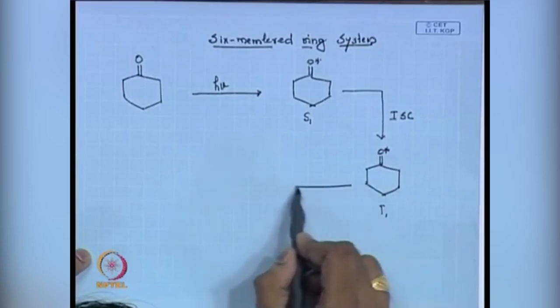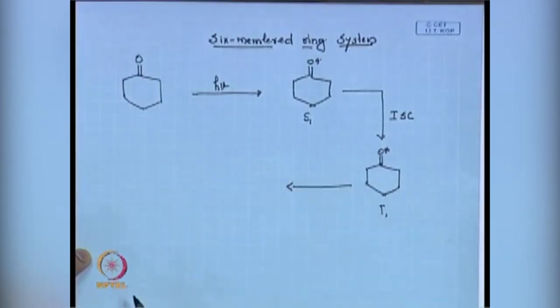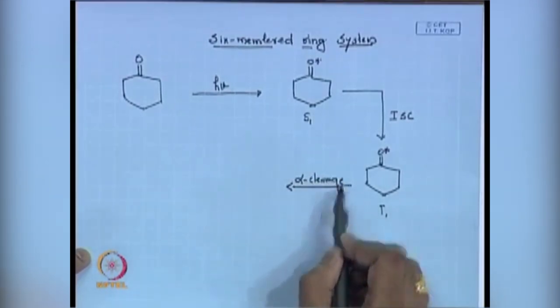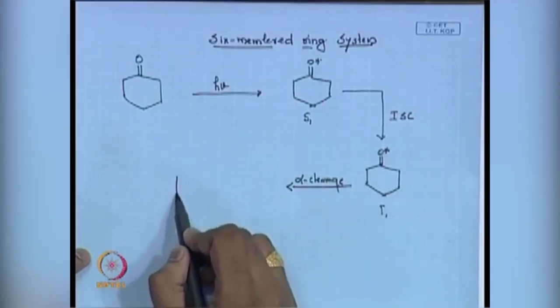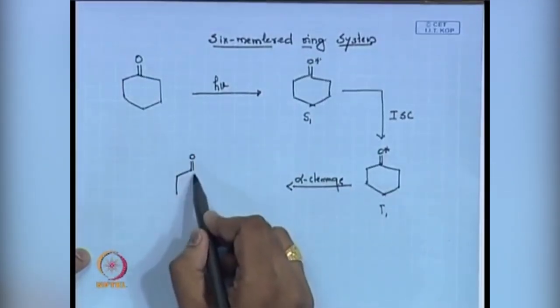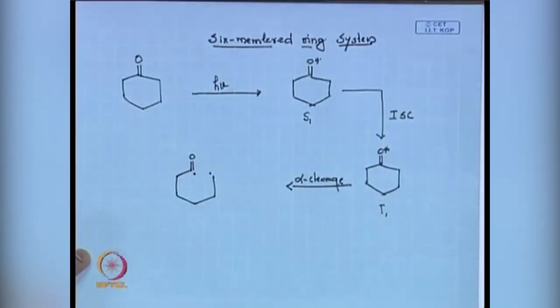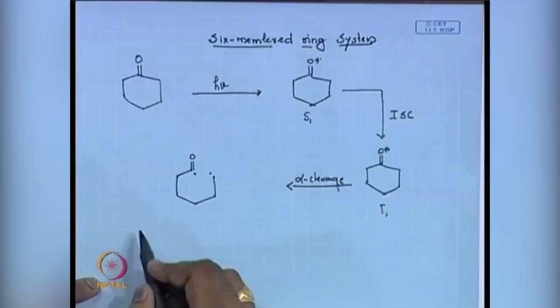After this you know that it undergoes alpha cleavage reaction. So, we get an alpha cleavage to give me an acyl and alkyl radical, which is inbuilt. Since it is a cyclic system, you get both. On one end you will get an acyl radical, on the other end you get an alkyl radical. So, this is your primary process, fine.